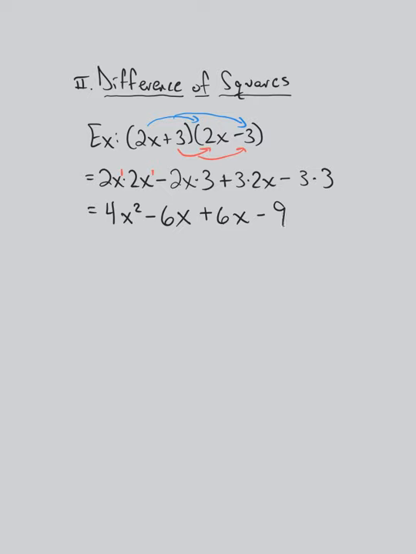All right, so notice right here, remember what I keep saying, look for like terms at the end. And notice these are like terms right here, but they're just opposites of each other. We have negative 6x plus 6x. That's equal to 0. So this whole term right here just zeroes out, and I just end up with 4x squared minus 9. Okay, like that.